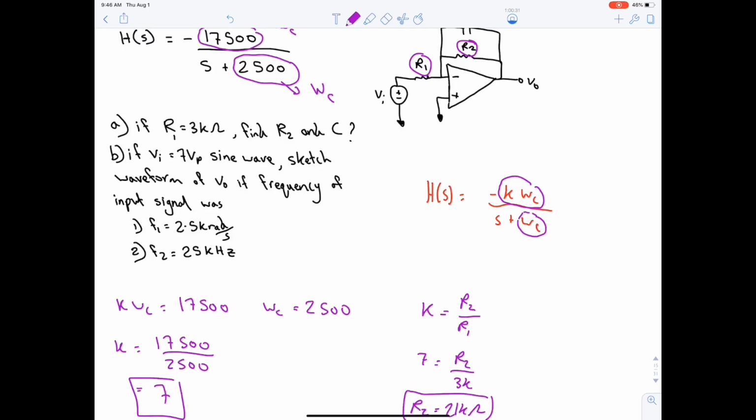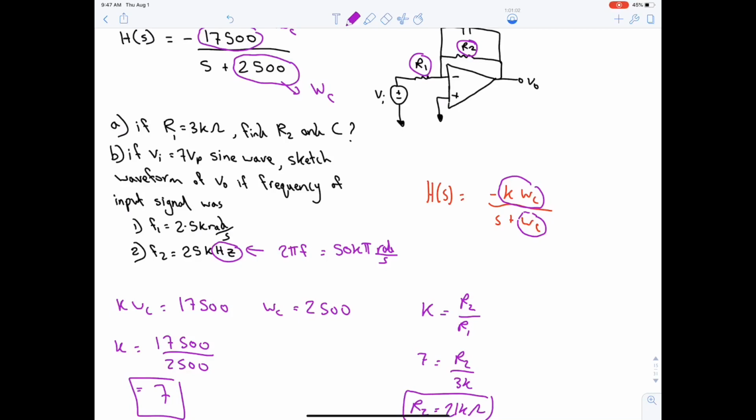After finding R2 and C, let's move to part B. Part B says if Vi is 7, sketch the waveform of the output if the frequency of the input signal was 2.5 kilorad per second and 25 kilohertz. Now note here that there's a small trick. The first part is ready, it's given in rad per second. The second part is given in hertz, so you have to convert it to 2 pi f. So this will end up with 50 kilo pi rad per second.